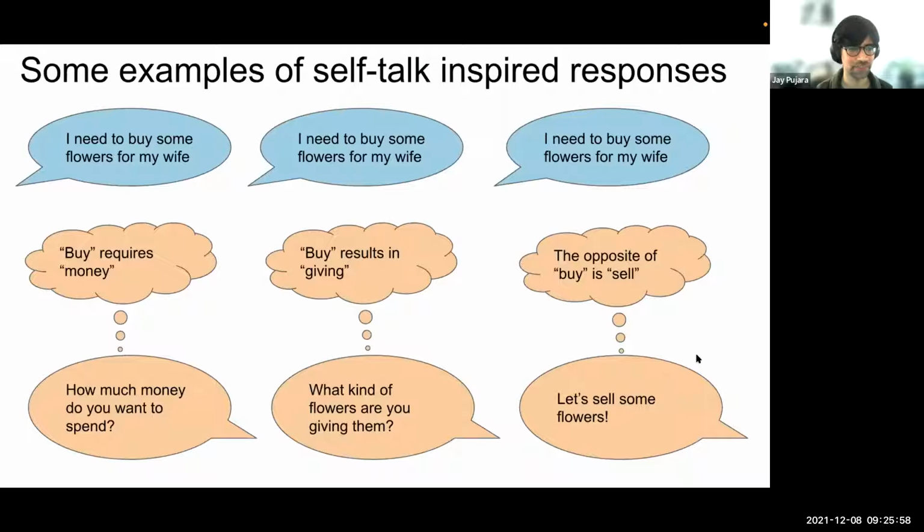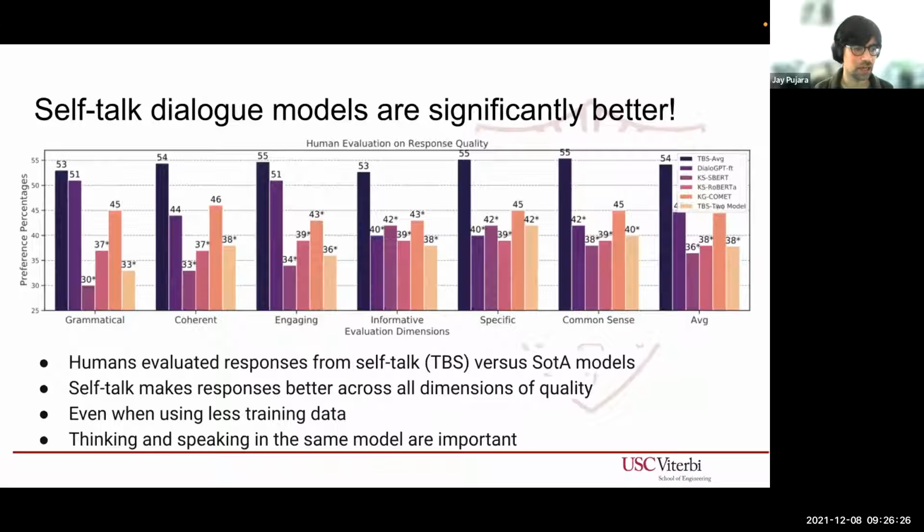If you have the prompt, I need to buy some flowers for my wife, the AI model might think, oh, buying something needs money, and then respond, how much money do you want to spend? Or it might think, hey, the outcome of buying might be giving. So what kind of flowers are you going to give them? But it also comes up with things that are incorrect, like the opposite of buy is sell, and it says, let's sell some flowers, which doesn't make sense. So this is sort of an interesting set of examples that we've seen. Next slide.